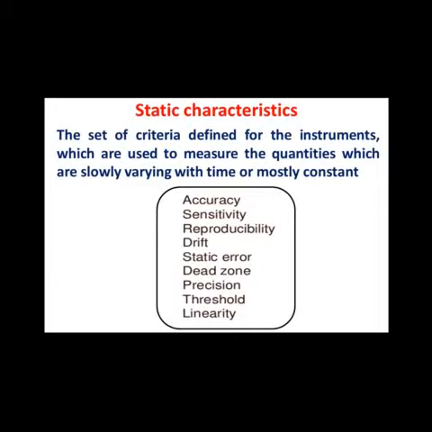The set of criteria defined for the instrument which are used to measure the quantities which are slowly varying with time. So the quantities of the instrument which vary slowly with time or are constant, that is considered a static characteristic. And these are examples of static characteristics: accuracy, sensitivity, reproducibility, drift, static error, dead zone, precision, threshold, and linearity. We will learn one by one.